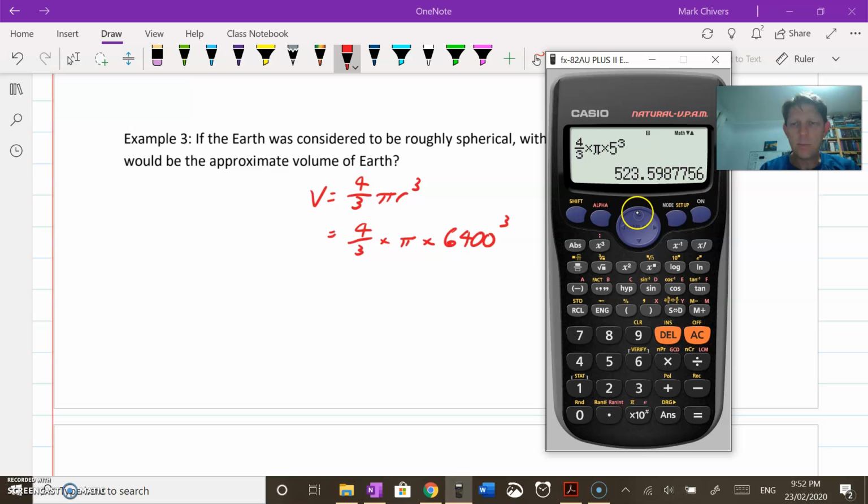What I'll do is I'll use this replay button and I'll go back to that previous one I had by pressing the up key. You can scroll through recent calculations you put in. And I'll just change the radius to 6,400. And when I press equals, I'm going to get, I'll go with 1.1 times 10 to the 12th.